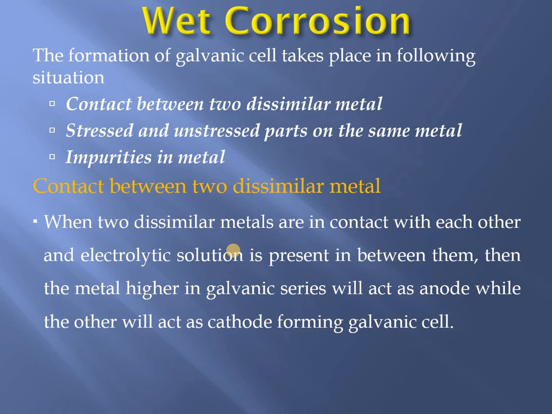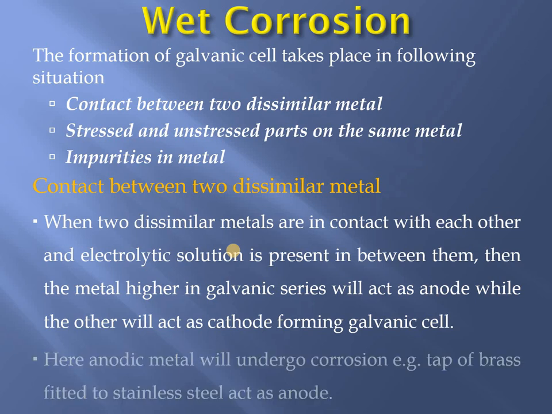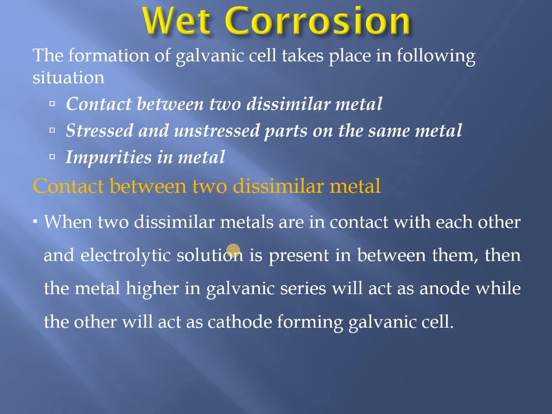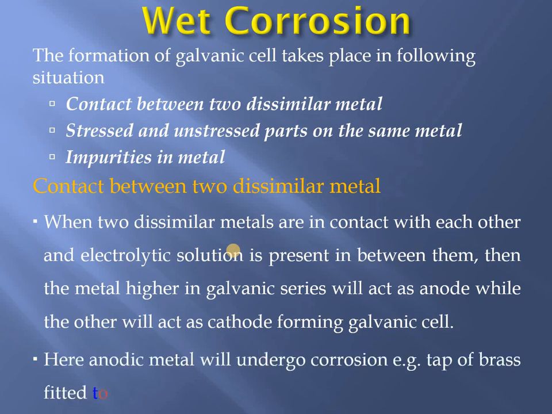And further, the anodic metal will undergo corrosion in case of two dissimilar metals in contact with each other. So in this case, the metal which is acting as anode will undergo corrosion. For example, a tap of brass fitted to stainless steel acts as an anode and will undergo corrosion.